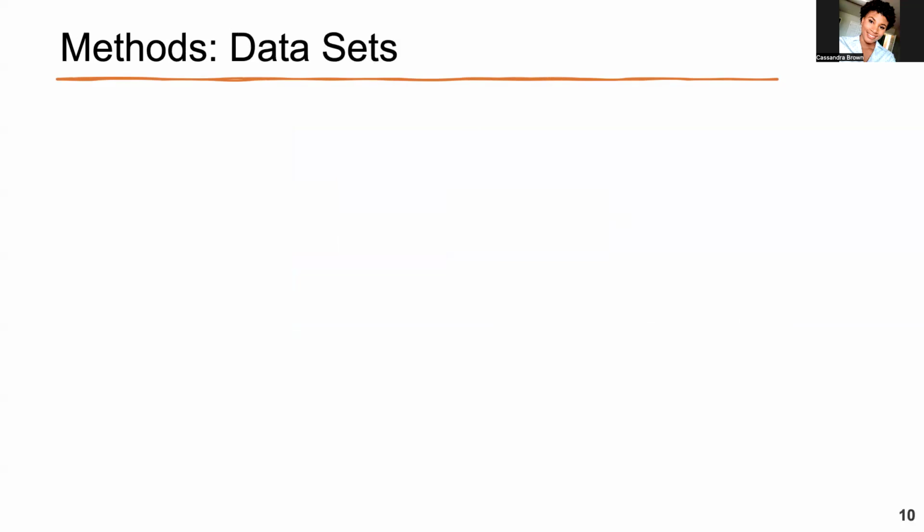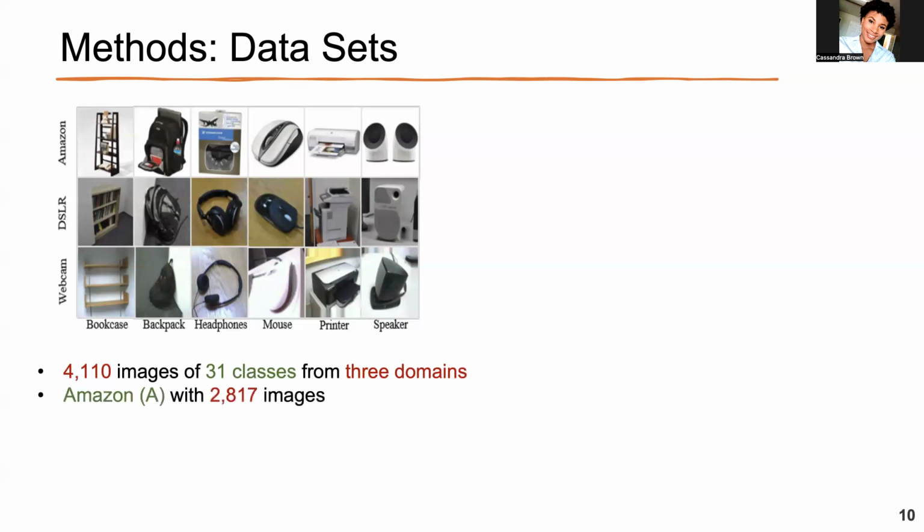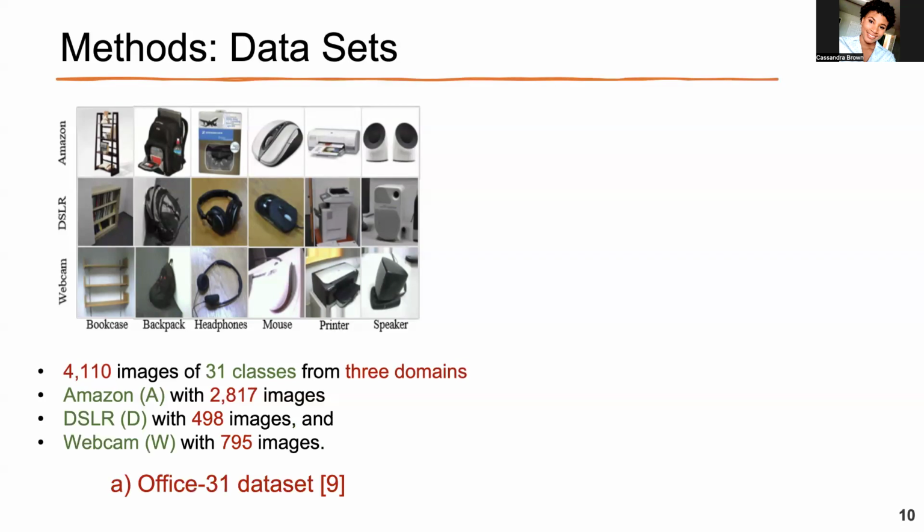For this experiment, we used 2 publicly available datasets. One is the Office-31 dataset, which has 3 different domains: the Amazon domain, the DSLR domain, and the webcam domain. Amazon has 2,817 images of 31 classes, and these are product images from the Amazon website. For DSLR, we have 498 images, and these are high quality, high resolution images. And lastly, for webcam, we have 795 images. These are noisy, low quality image data.